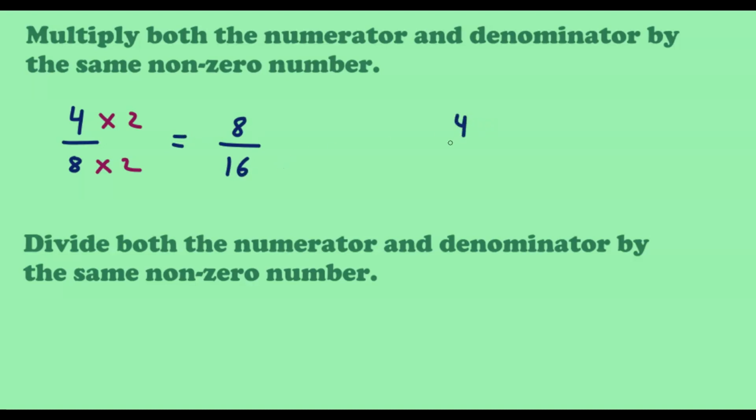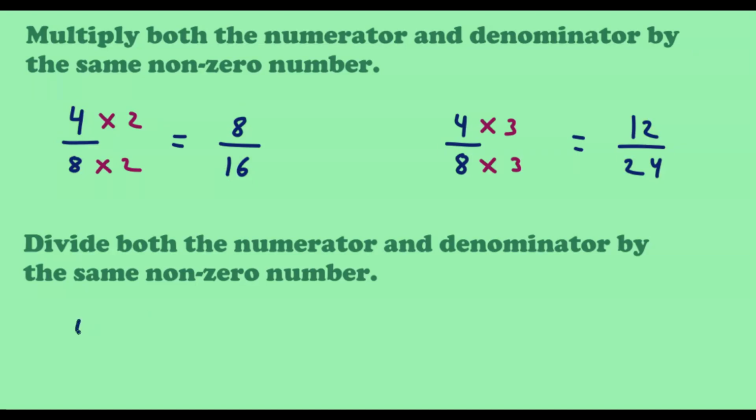Now let us once again consider 4 over 8. And this time let us multiply both the numerator and denominator by 3. So what do we end up with? We have 4 times 3, that is 12, and 8 times 3, that is 24. So we have equivalent fractions. That is 4 over 8, 8 over 16, and 12 over 24. All of these fractions are equivalent fractions.